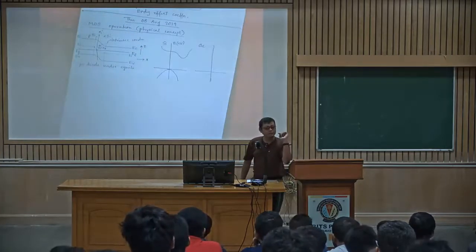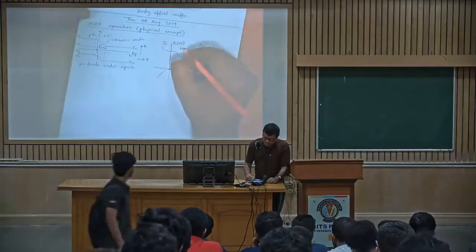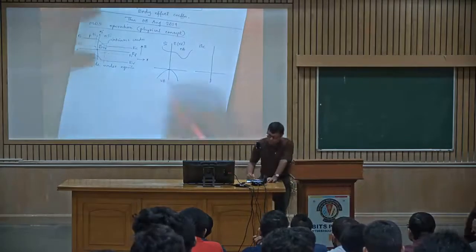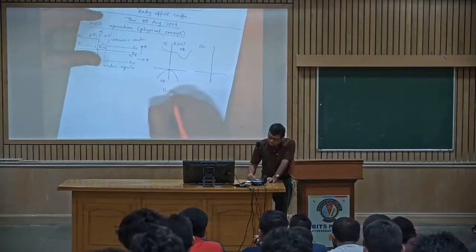What is the minimum of the conduction band? So this entire part is the conduction band. This entire part is the valence band. The origin of the band structure. So here, let me just call it as the band structure.